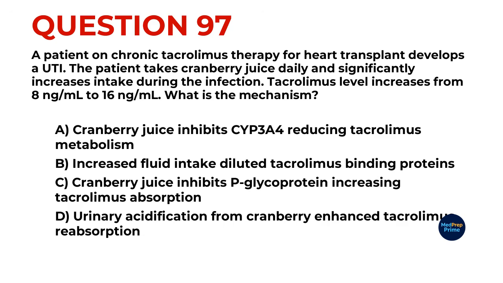What is the mechanism? Option A, cranberry juice inhibits CYP3A4, reducing tacrolimus metabolism. Option B, increased fluid intake diluted tacrolimus binding proteins. Option C, cranberry juice inhibits P-glycoprotein, increasing tacrolimus absorption. Option D, urinary acidification from cranberry, enhanced tacrolimus reabsorption.